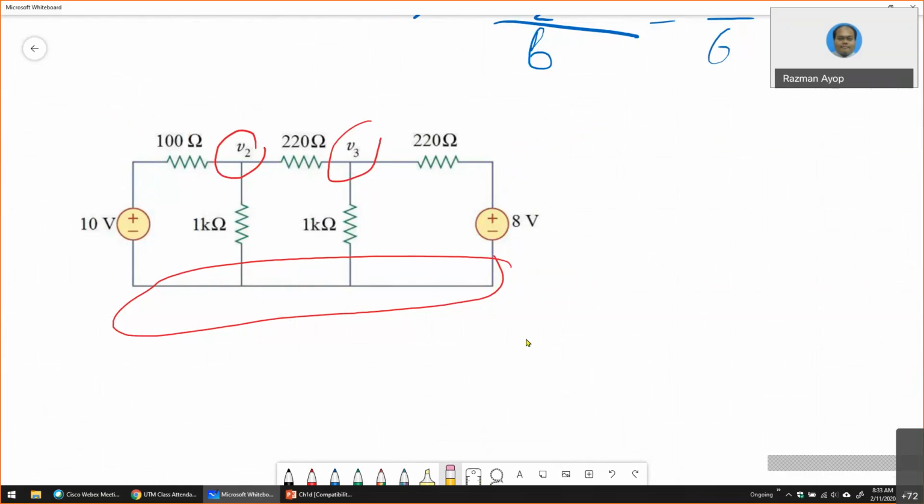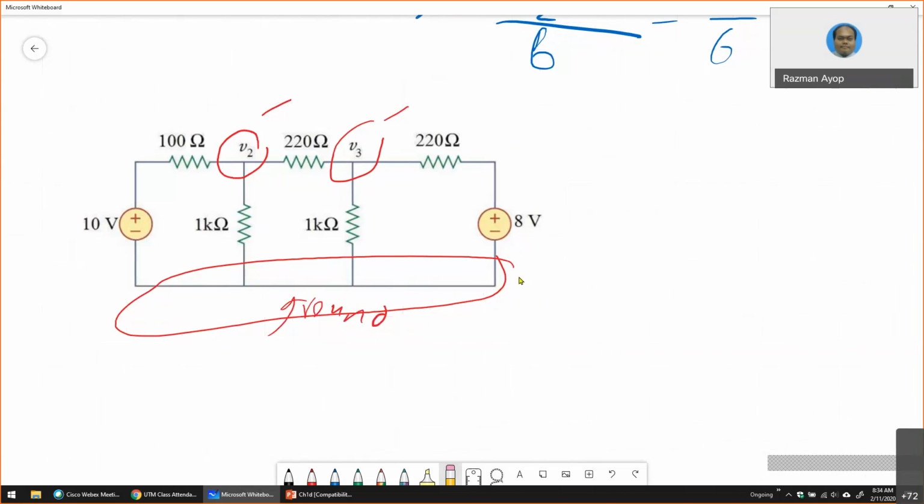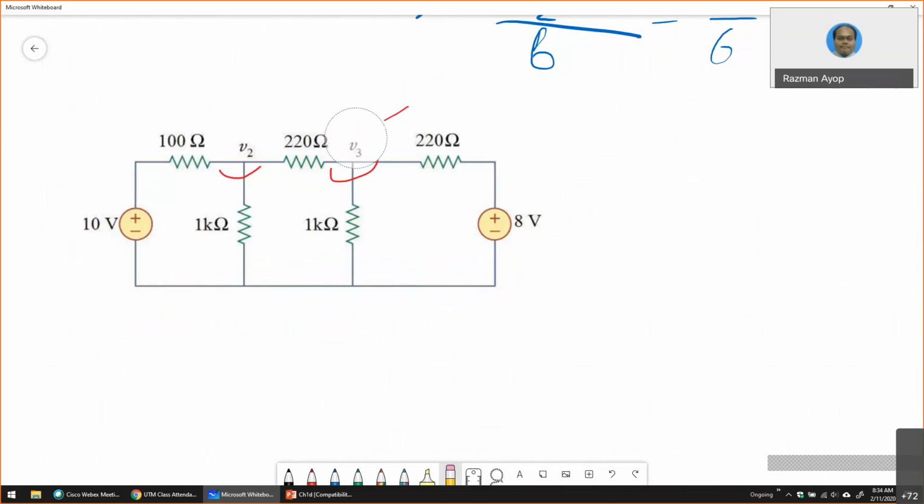So how about this? And this, there are 3. But this one is already assigned. This one already assigned. So this one is still not assigned. So this one becomes ground. So that is how you assign the node voltage and the ground. Okay, let me clear this first. So assign the ground.